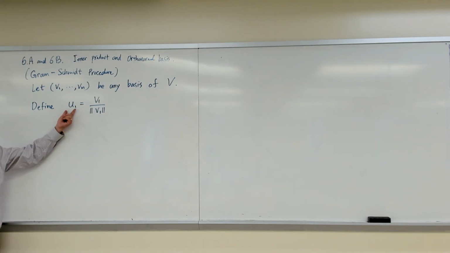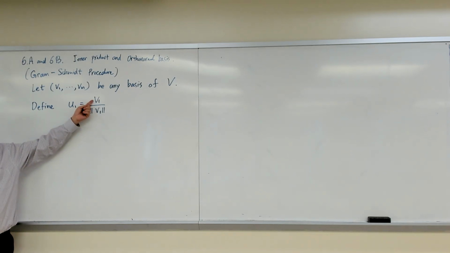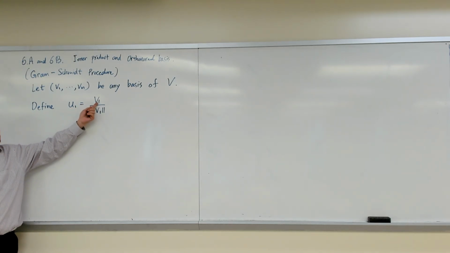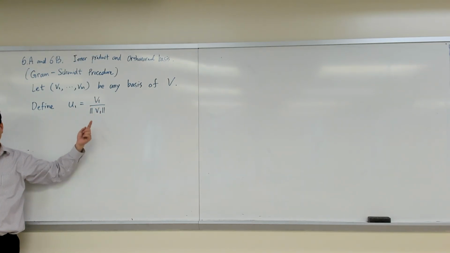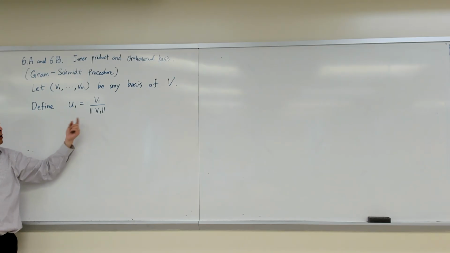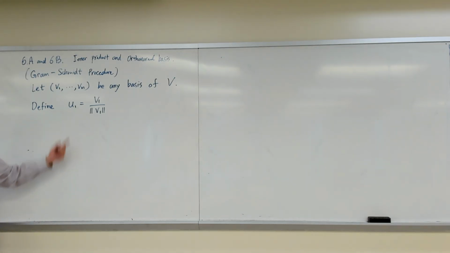So what's the size of U1? If you divide any vector by its size, let's say this vector has size 2, and you divide it by 2, now what's the size of this vector? 1. It will always give you 1, so that becomes a unit vector automatically.